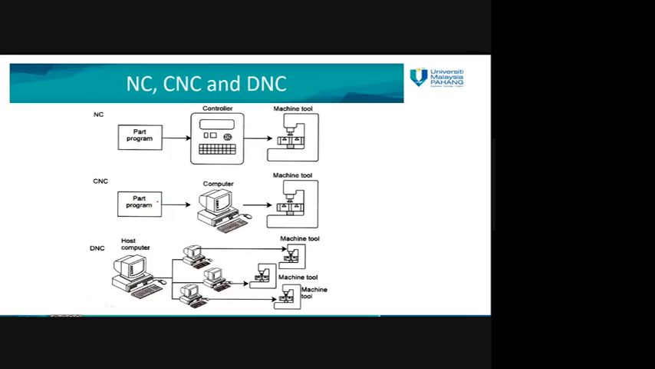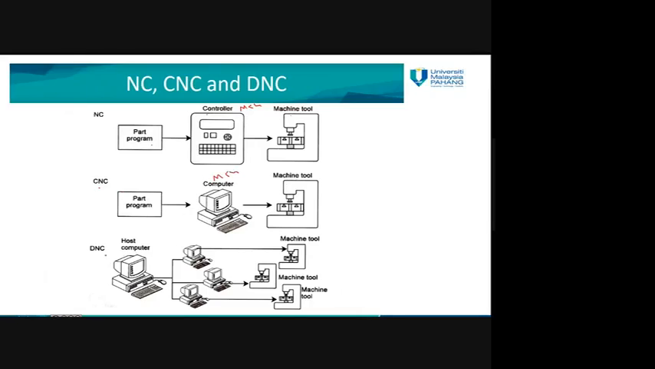So this is an overview of the three types of numerical control. The first is conventional numerical control, and its components are the part program, the controller or MCU, then the machine tooling. So this is the MCU here, and this is the machine tooling. The second is CNC, which consists of the part program, a computer, which represents the MCU in this case, and it has machine tooling.